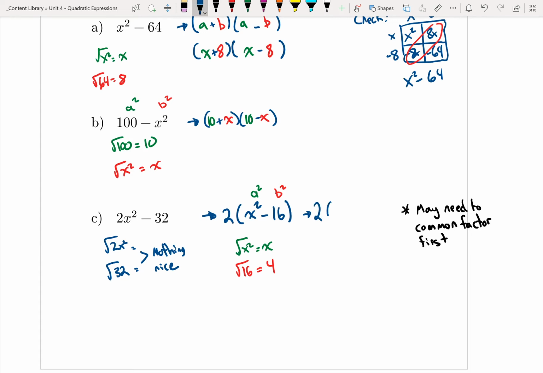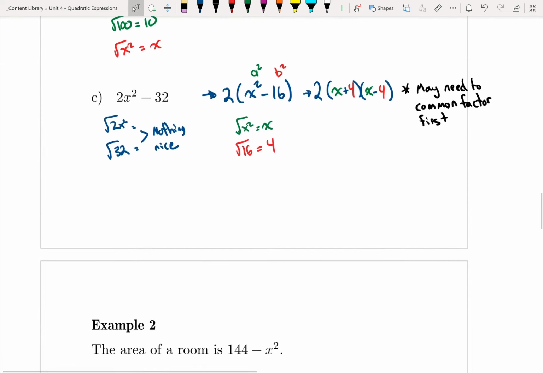So the 2 is going to stay the same, and I'm going to replace that one bracket with two brackets. I'm going to have my x first. One will be plus, one will be minus, and then I'm going to have 4 next because that was my b value. So this required one extra step of having to common factor first, but then we were still able to factor the bracket using a difference of squares. So that may be something that you have to do.